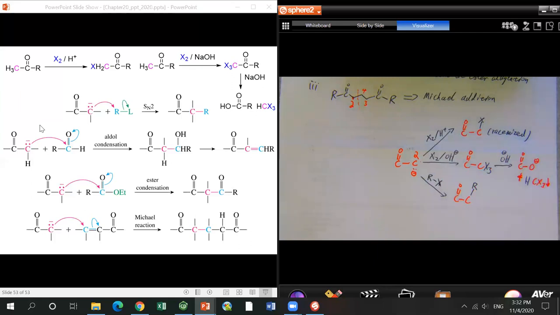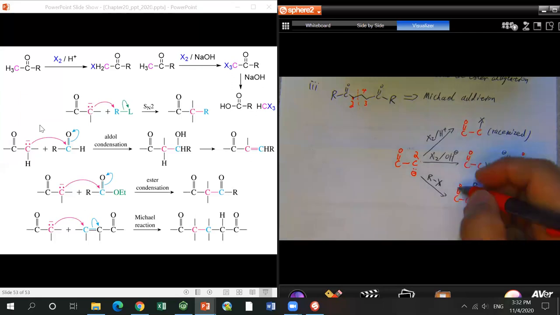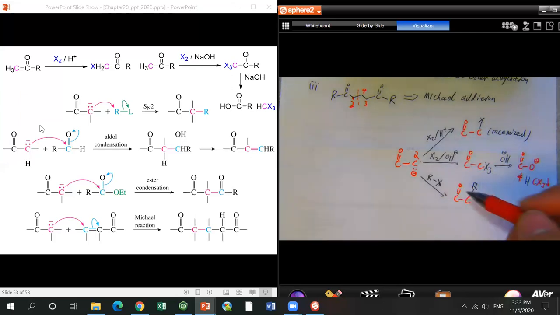Right. So for alkylations, normally the starting material can be an ester, a ketone, or a nitrile compound. It cannot be an aldehyde, because aldehydes will undergo other reactions. Alkylation also depends on what starting material you have. If you have a regular ketone, ester, or nitrile compound, you need to use a strong base, like LDA, sodium amide, or sodium hydride.